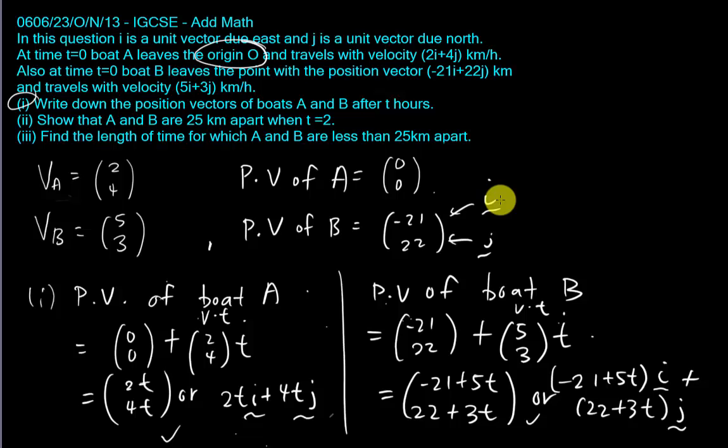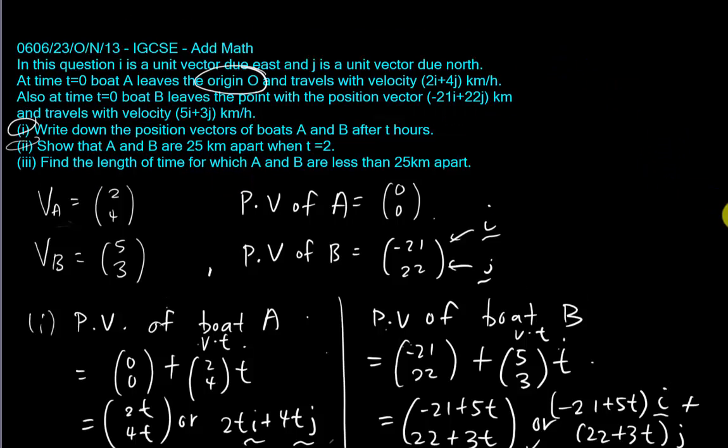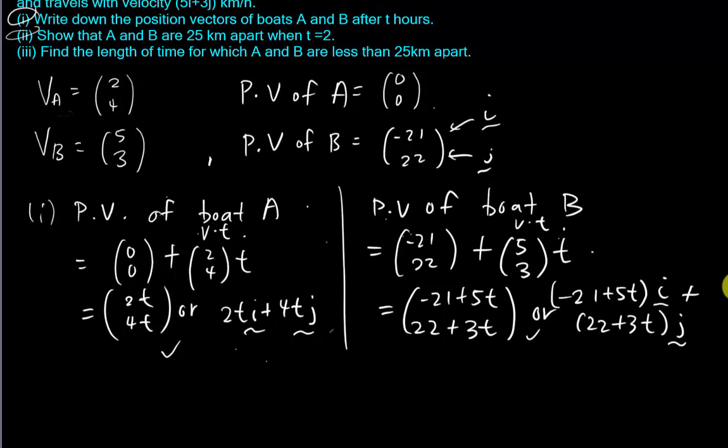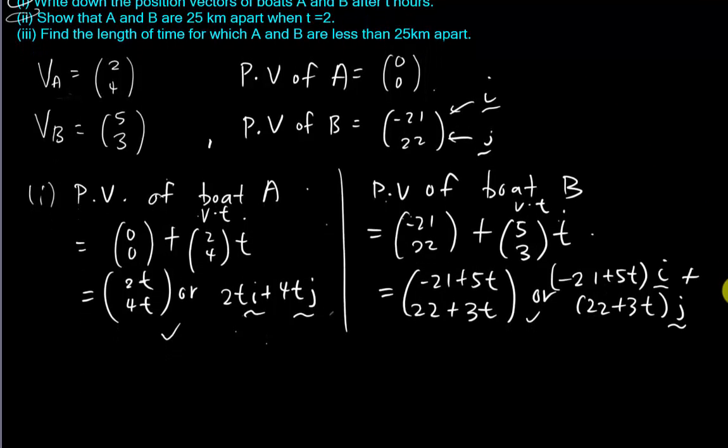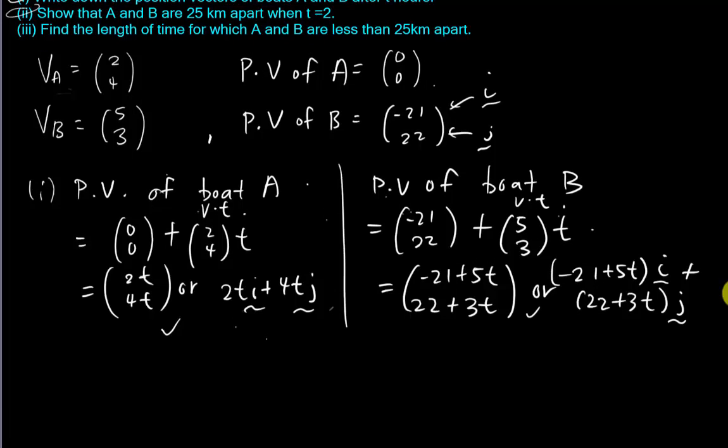Then for the second part, the question asks you to show that A and B are 25 km apart when t equals 2. So basically you will need to find the distance when t equals 2, and show that their distance is 25.